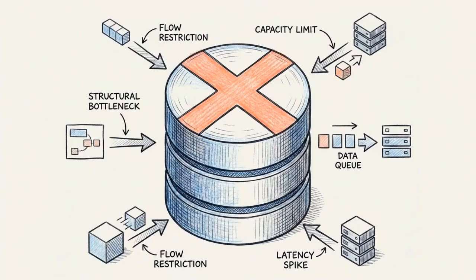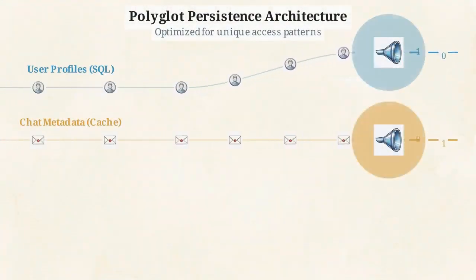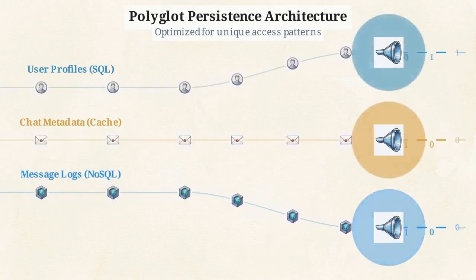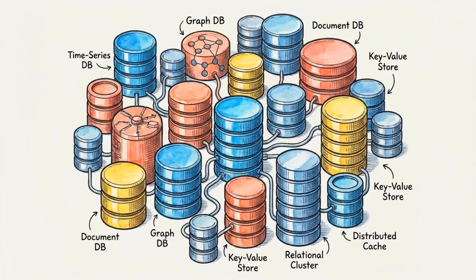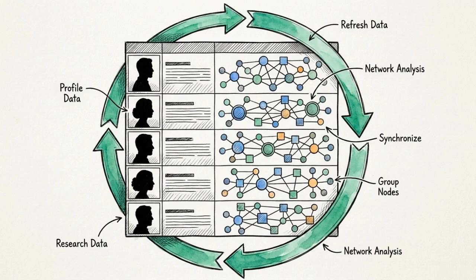Step 2 is the data layer. A unified database will fail under this kind of load, because user profiles, chat metadata, and raw message logs all require entirely different processing speeds and access patterns. We solve this with a polyglot persistent strategy. Add a relational database, like Postgres, to your diagram. We use this specifically to store highly structured, frequently updated data, like user accounts and group memberships.